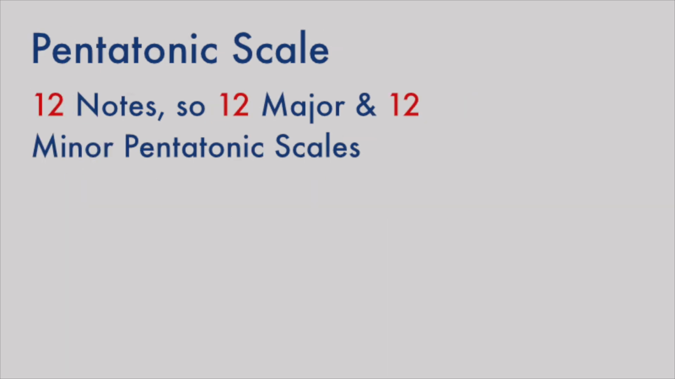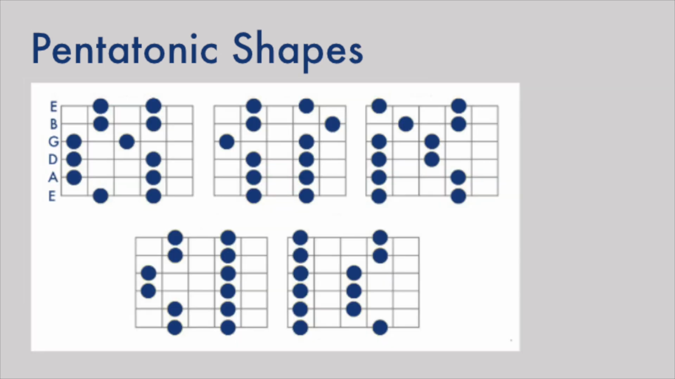Since there are 12 notes, this means there are 12 major and 12 minor pentatonic scales. But you don't have to memorize 24 scales. There are 5 pentatonic shapes for the guitar that you can move across the fretboard, with the root note determining which scale it is that you are playing.